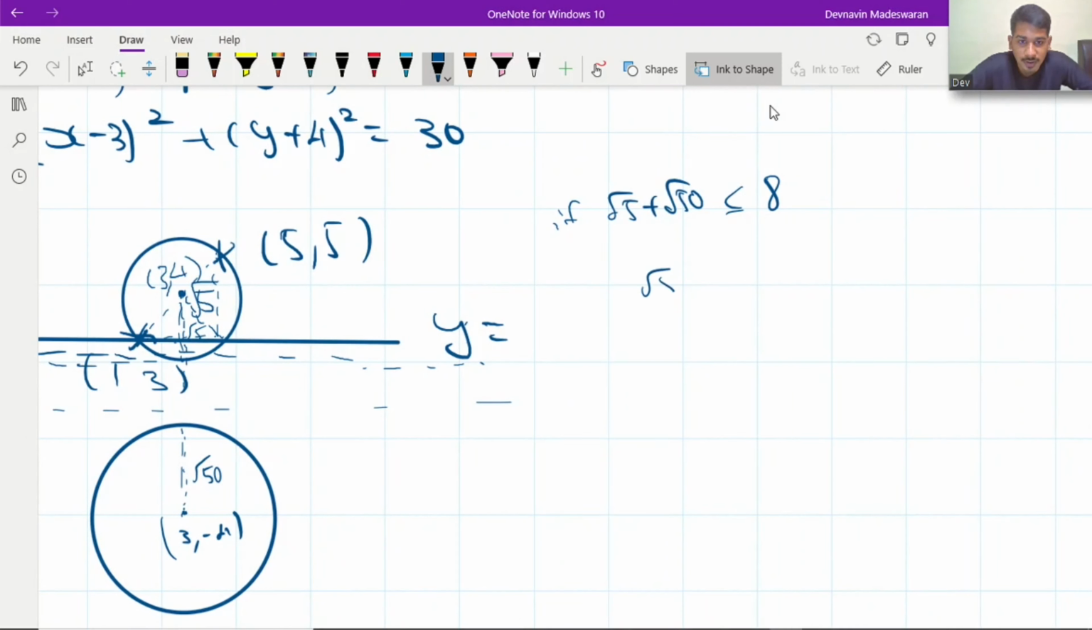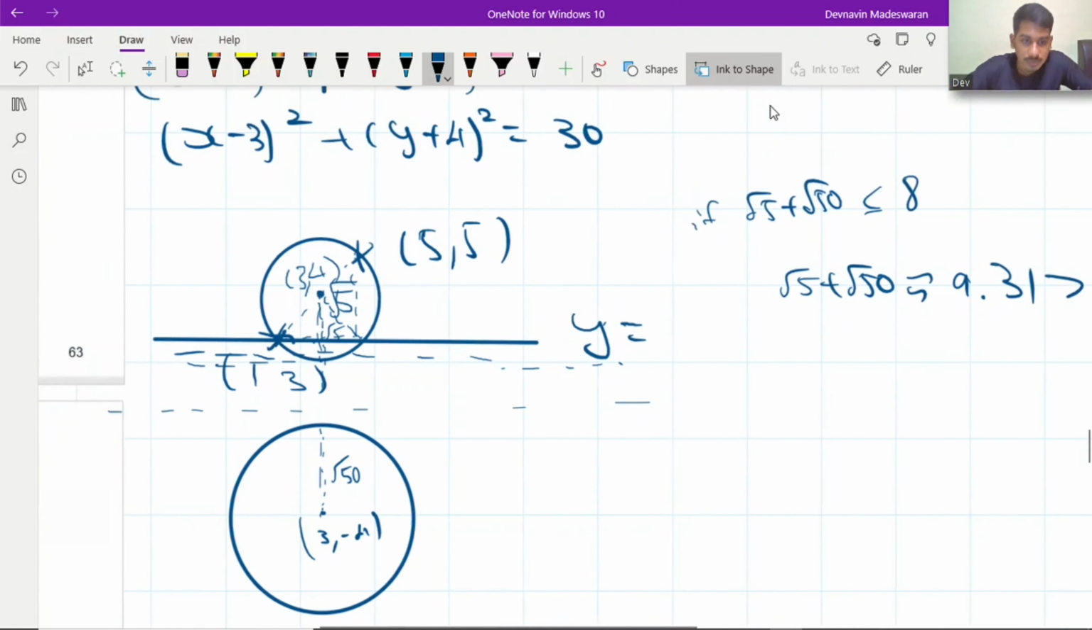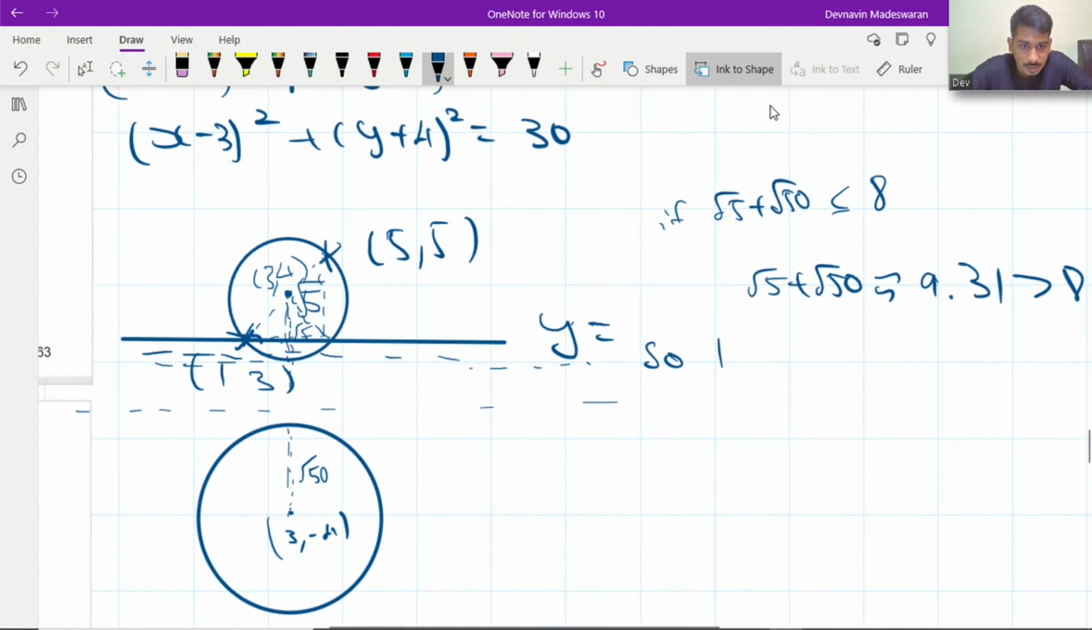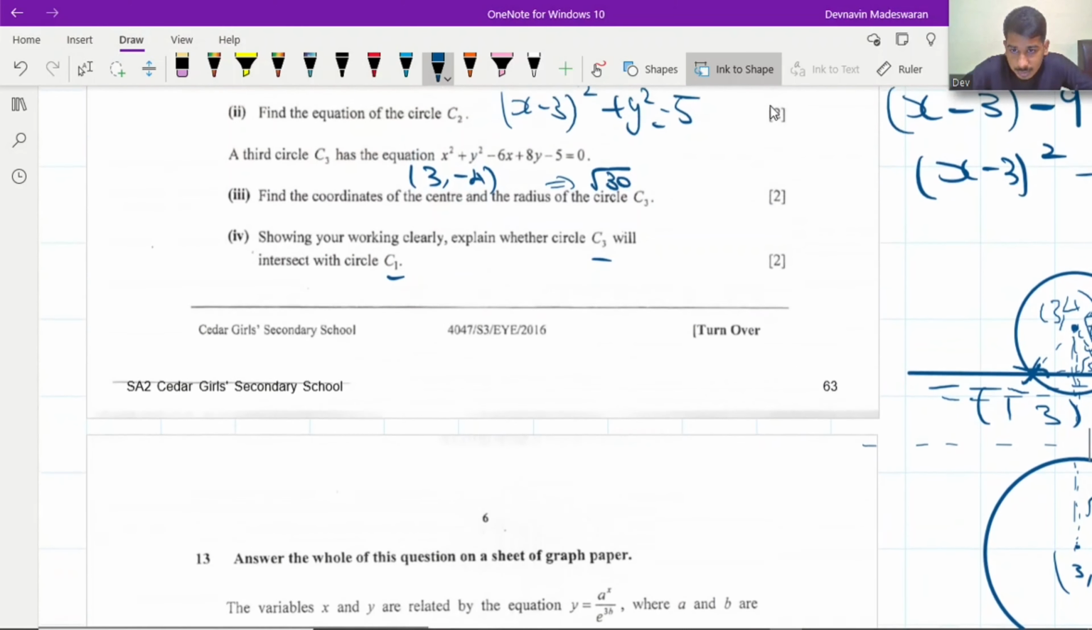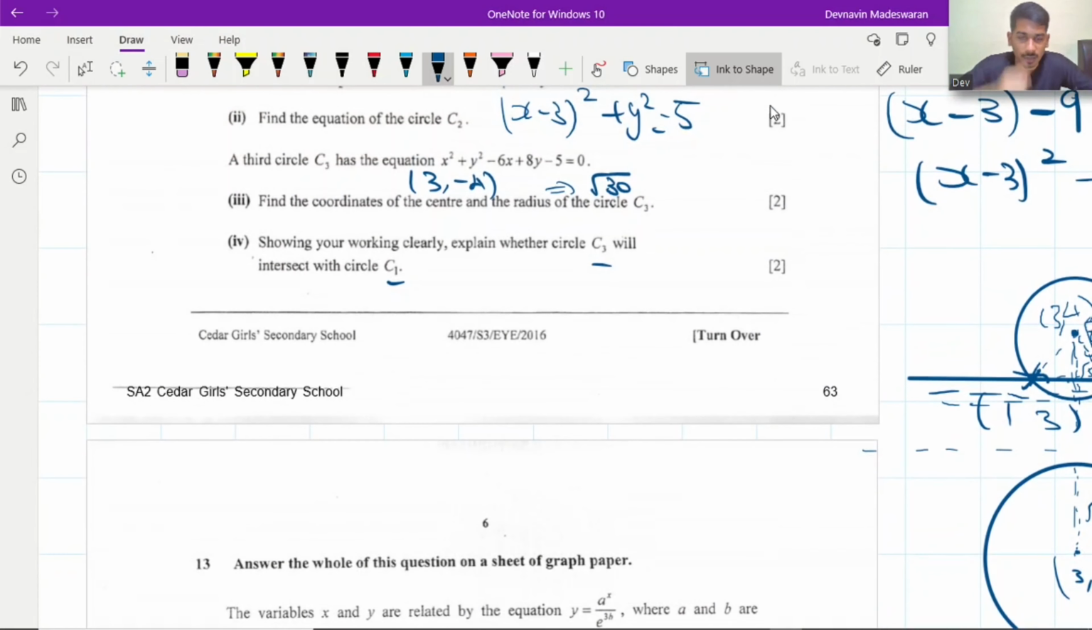Let's see, square root 5 plus square root 50. What is it approximately equal to? It's approximately 9.31, which is greater than 8. So they will intersect. Okay, that's the idea. That will be what I would say.